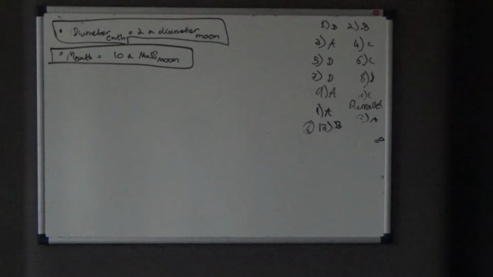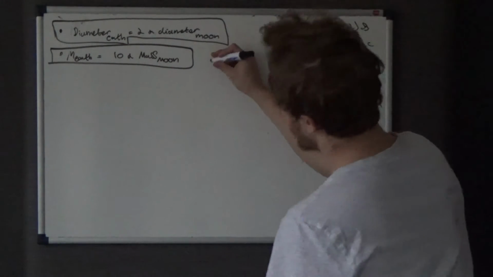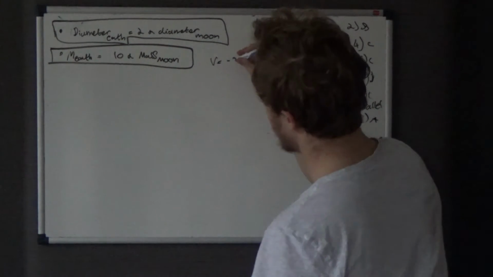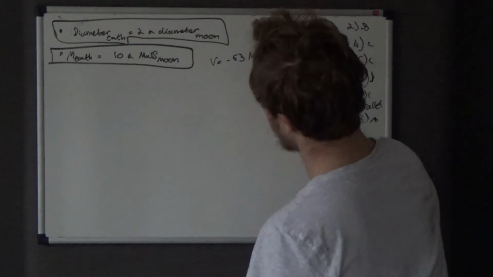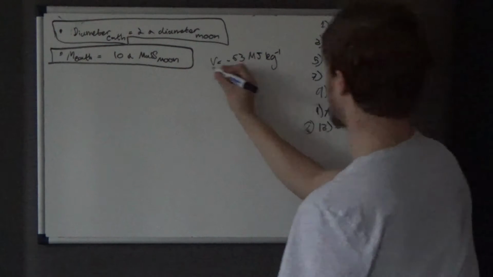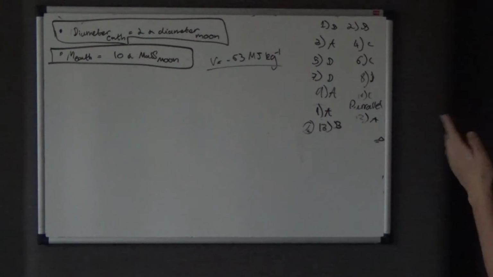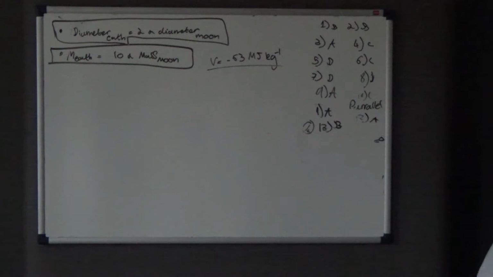It says the gravitational potential at the Earth's surface is minus 63 megajoules per kilogram. So that's the thing we need to write: the gravitational potential is minus 63 megajoules per kilogram. I remember that's kind of the potential to escape the Earth's gravitational pull. So that's just something to remind you of.